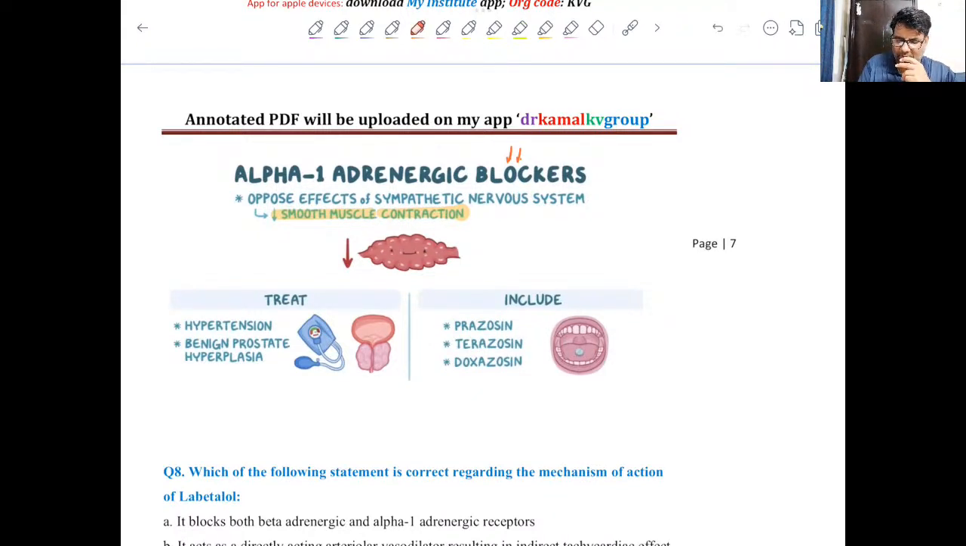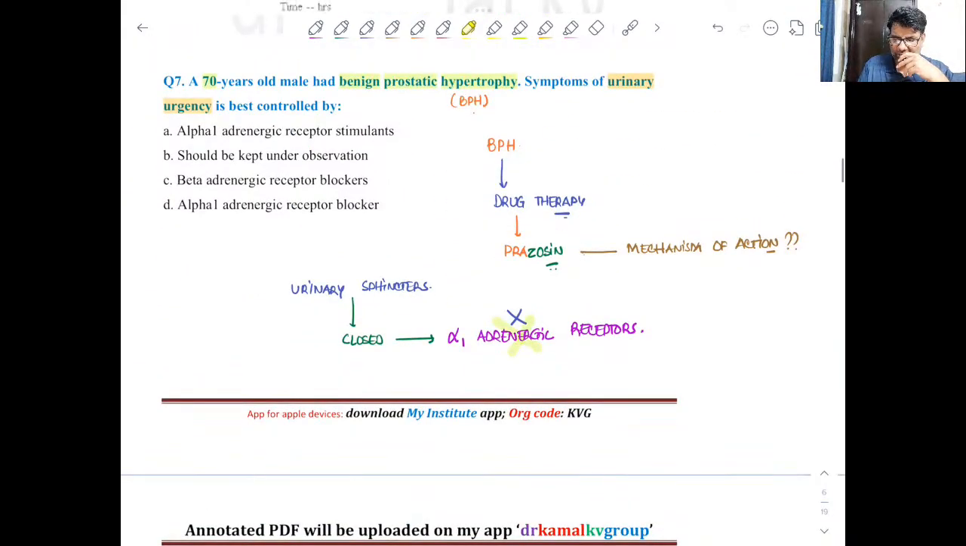So we will prefer blockers of alpha 1 adrenergic receptors, right? So here we can use prazosin, terazosin, doxazosin. So all these agents, they will relax the internal urinary sphincter, right? And then they will promote urine outflow, right? So this is the mechanism of action of these prazosin group of drugs. They are alpha 1 adrenergic blockers, right?